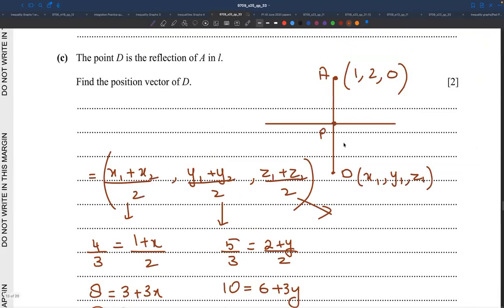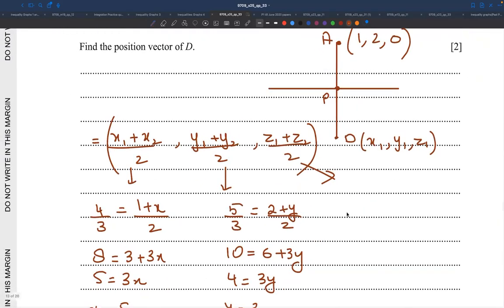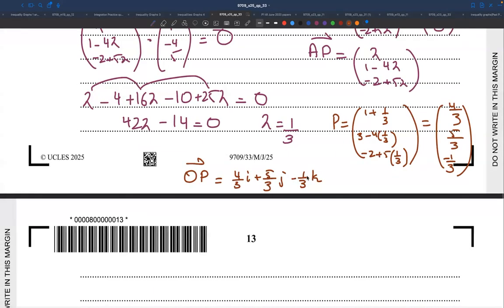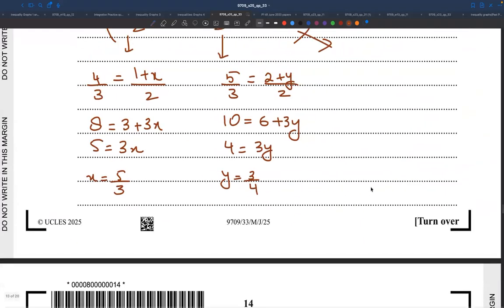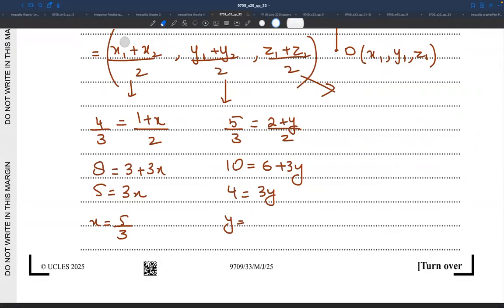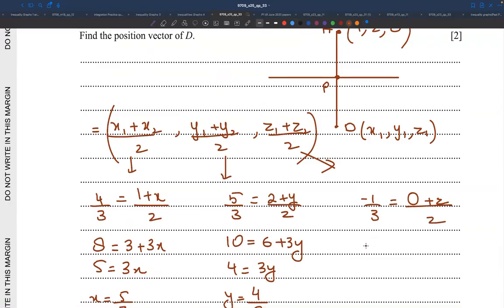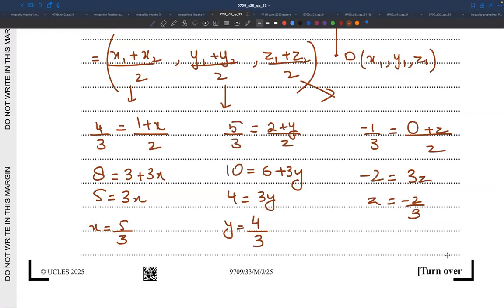And finally, this is equal to the z coordinate, that was minus 1 upon 3. Which part? This, isn't it minus 1 upon 3? And for z, that is minus 1 upon 3 is equal to 0 plus z upon 2. Cross multiply, minus 2 is equal to 0 plus 3z. z would be equal to minus 2 upon 3. And that will be the coordinates of point D.